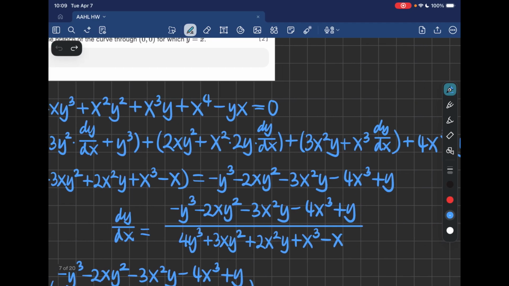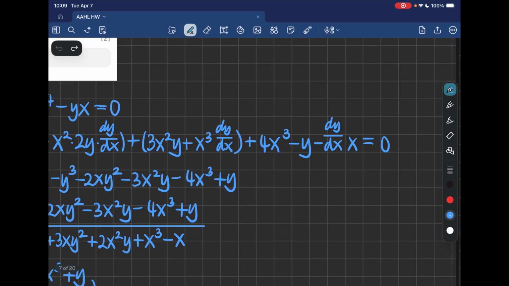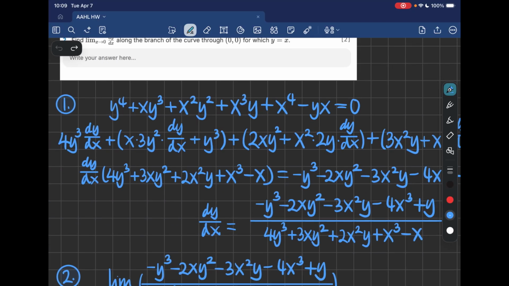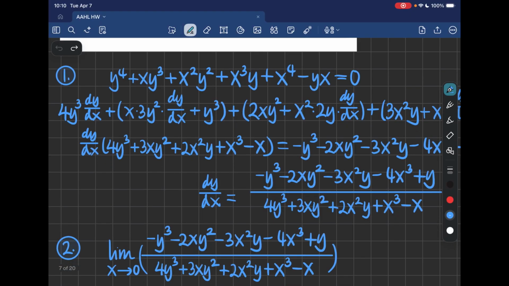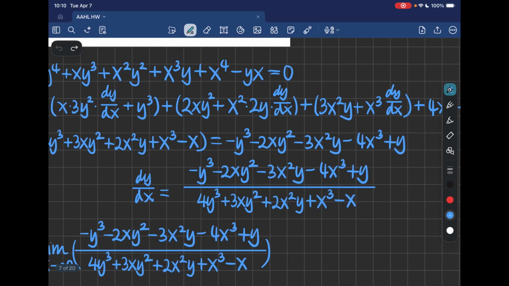And now we have this long expanded form, and we need to isolate dy dx, so we just move all the terms that don't have dy dx to another side and add up all the terms that are multiplied with dy dx inside here. So now we can just simply isolate dy dx by dividing the right side by the left side, and we get this big fraction.